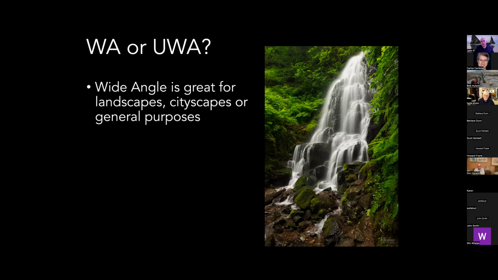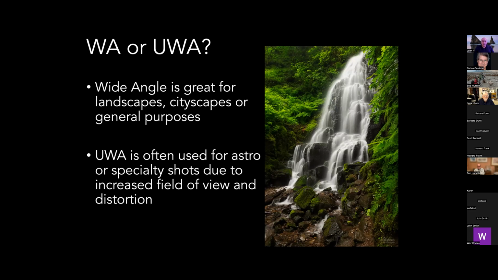Well, wide angles are great for landscapes, cityscapes, and even just general purpose walk around lenses. I call them more documentary style lenses. Ultra wide angle lenses are usually used for specialty shots or astro or anything that's sort of unique, even architectural stuff inside. I use some for real estate photography as well. But ultra wide angle can be a difficult lens to use because of the distortion and the warping of the images that you may see.